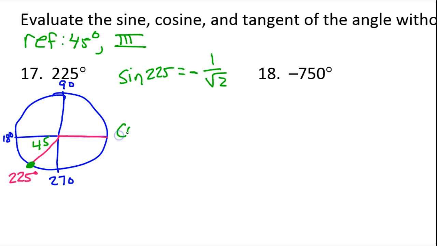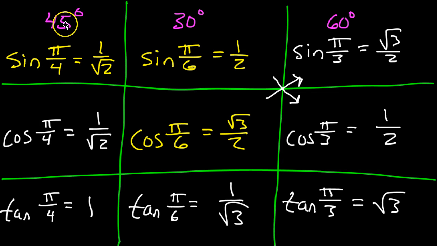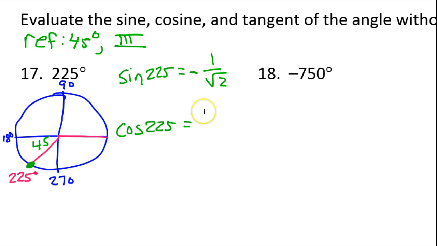How about the cosine function? Again, we'll use the reference angle. And again, the cosine of 45 degrees is also 1 over radical 2. So I have 1 over radical 2. The only question is, does it need a negative sign? Well, in this quadrant, cosine is also negative. So yes.